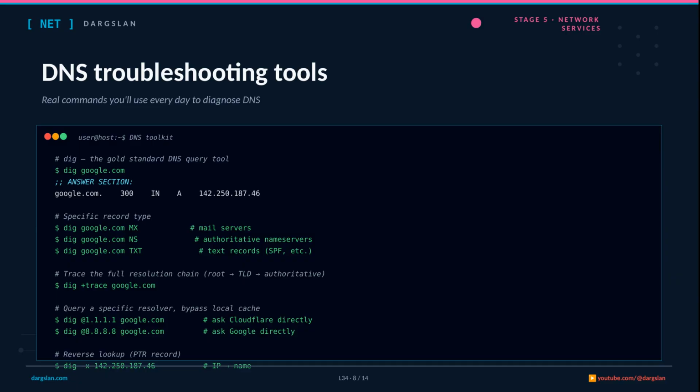And by prefixing an @ with a resolver address, you bypass your local cache to query Cloudflare or Google directly, invaluable when you suspect stale data.